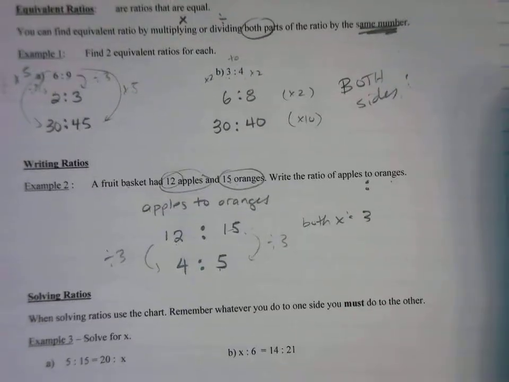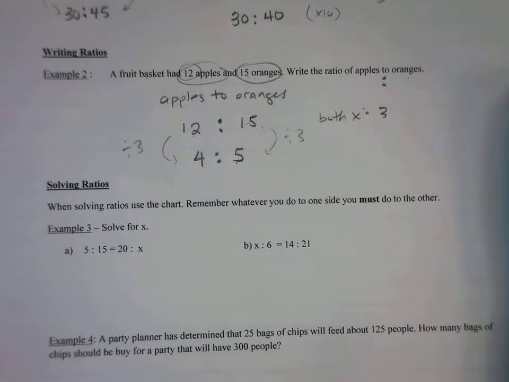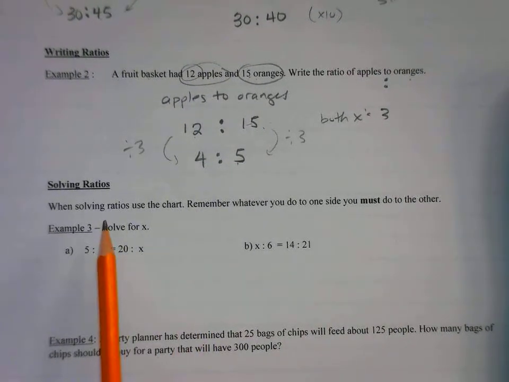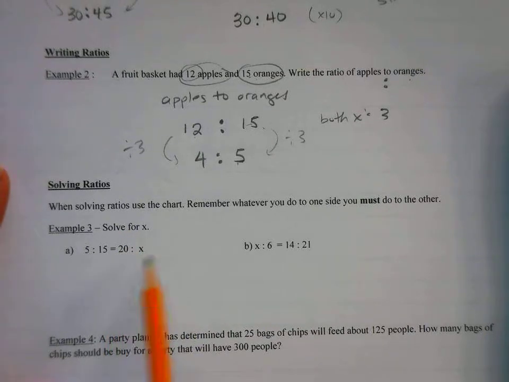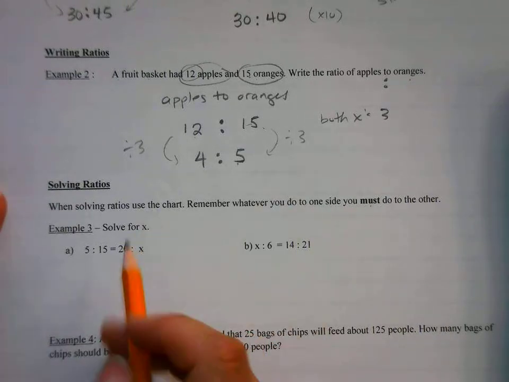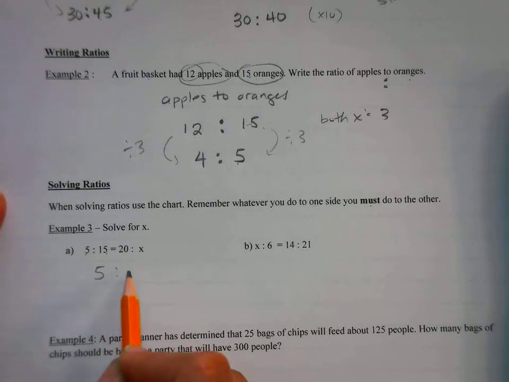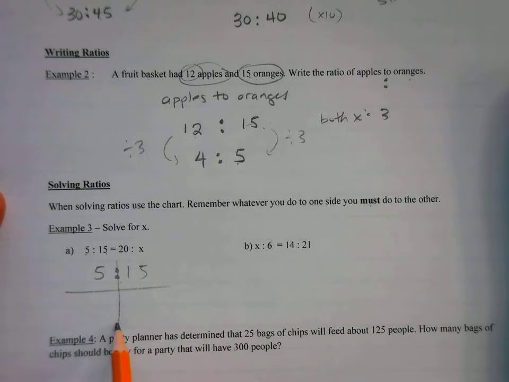So equivalent ratios are useful when we have to solve for a missing part of a ratio. Now, we used charts to do this, so I'll show you what we did with the chart. Remember, whatever you do to one side, you must do to the other, because that's what keeps it equal. So always from left to right. So we have 5 to 15, and we can do our chart. Think of the dots as on this line. And then I have 20 to x. So I want to find out what number would go here.